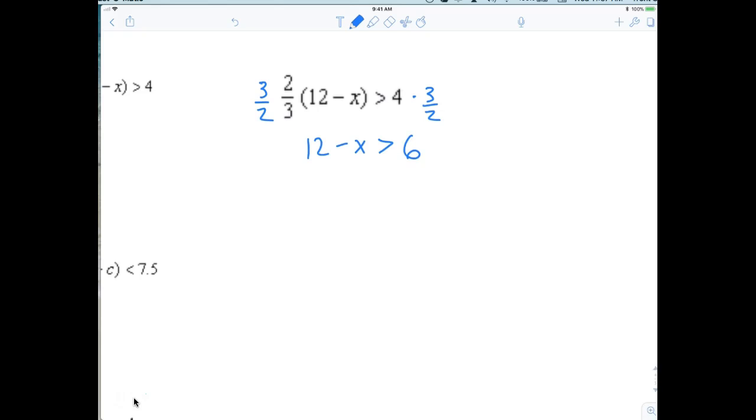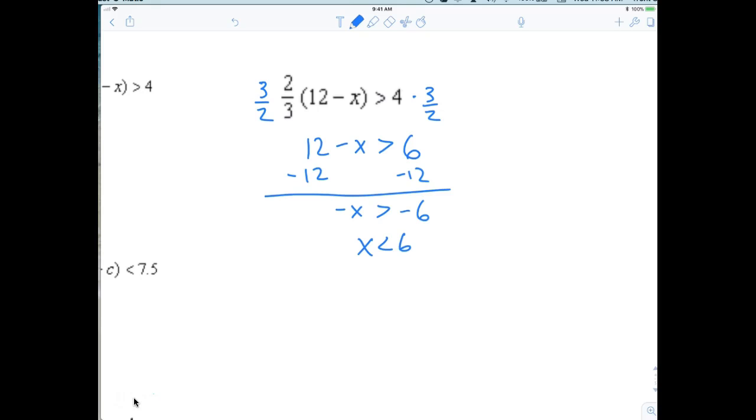Now what do I need to do? You got to pay attention. Right. Subtract 12. Subtract 12. Negative x is greater than? Yes. Now, what do I have to do? What's the answer? No, we're not done yet. You can't have negative x. Yes. x is less than 6.